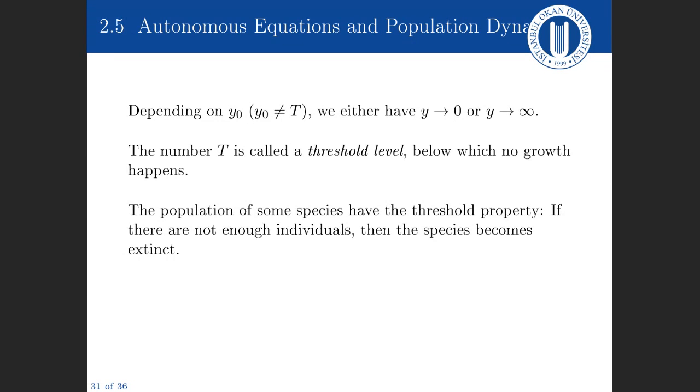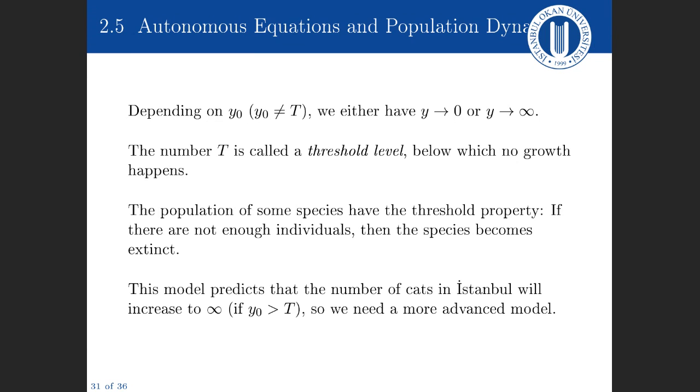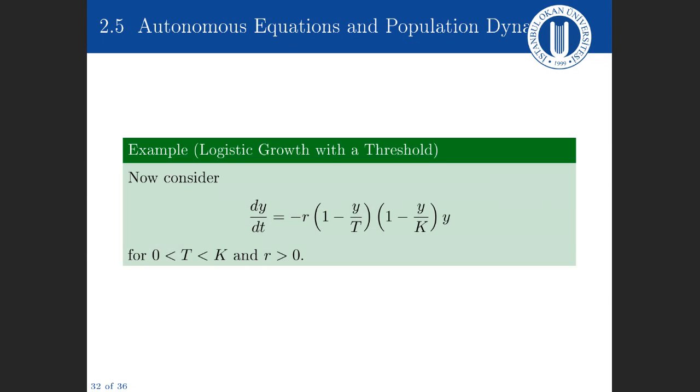The population of some species have this threshold property. If there are not enough individuals of the species to breed, then the species becomes extinct. But again, like the first model, this model predicts that the number of cats in Istanbul will increase to infinity. And we don't want this, we want a more advanced model. So next example.